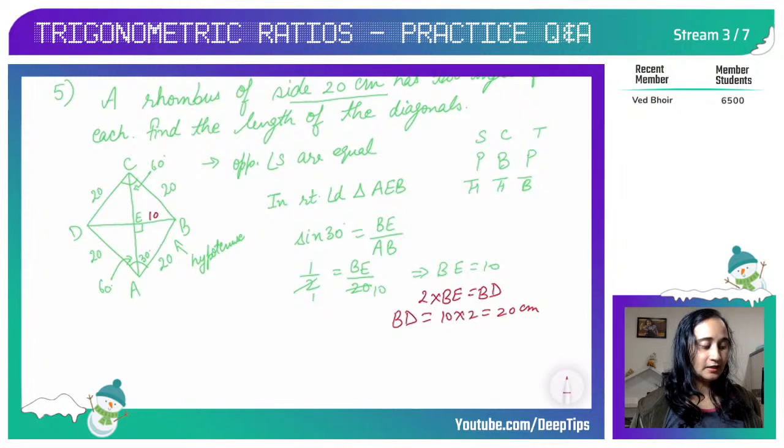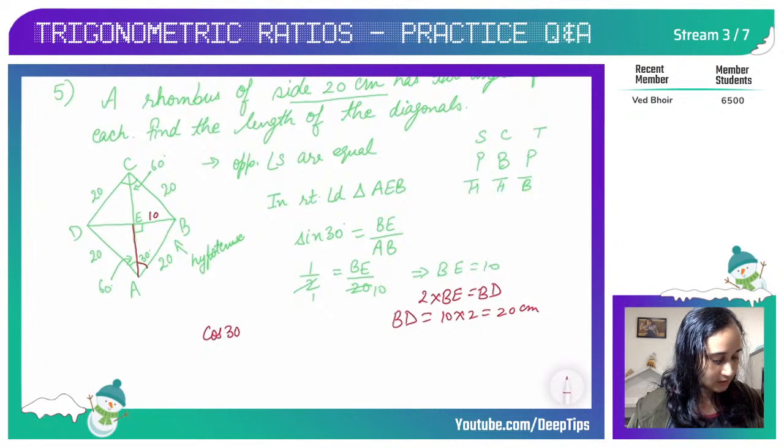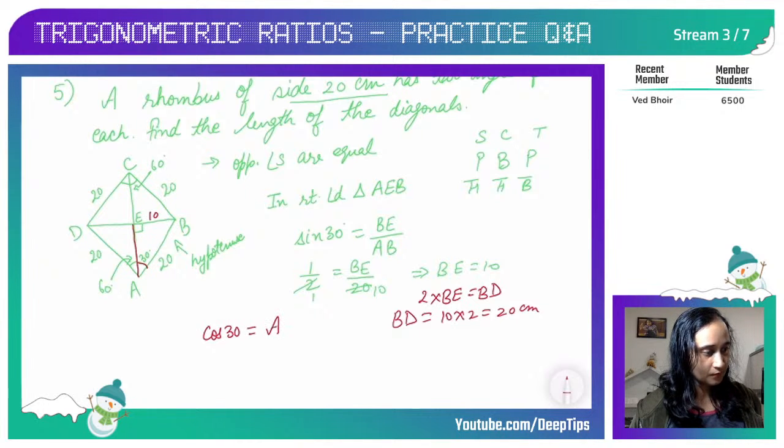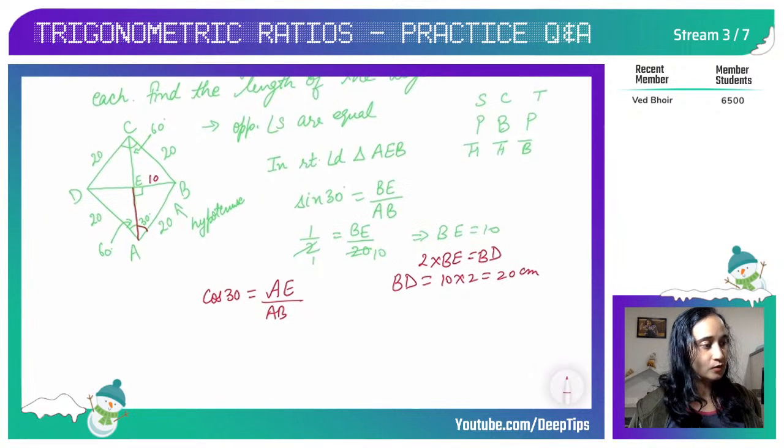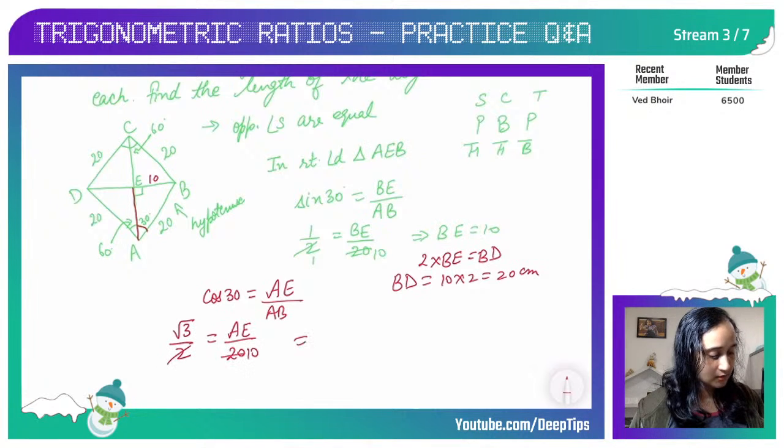So we know sine is perpendicular upon hypotenuse and cosine is base upon hypotenuse, and this 30 degree is on base AE. So I can use cos 30, that is equal to AE upon AB, right? So I know the value for cos 30, that is root 3 by 2, and AE is unknown, AB is 20. So 2 tens are 20. So this gives me the value for AE, that is 10 root 3.